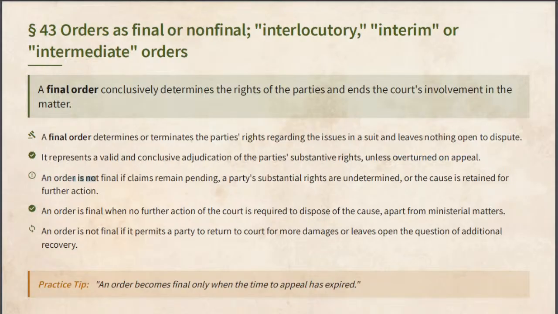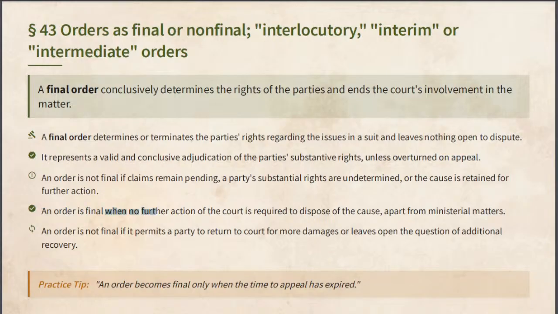An order is not final if its claims remain pending, a party's substantial rights are undetermined, or the cause is retained for further action. So, three things that make an order not final: if claims remain pending, a party's substantial rights are undetermined, or the cause is retained for further action. So, that's three aspects right there to notice if an order is final or not. The finality makes it eligible for an appeal.